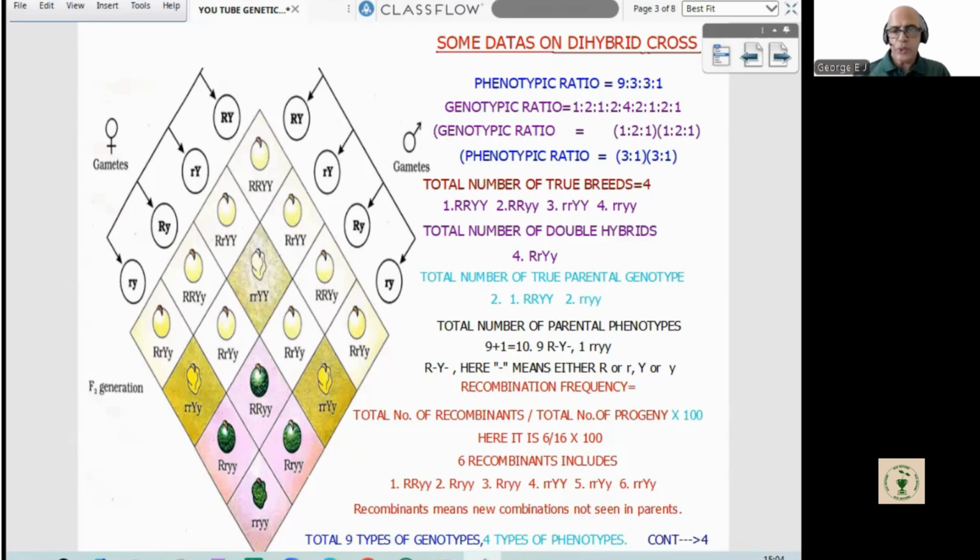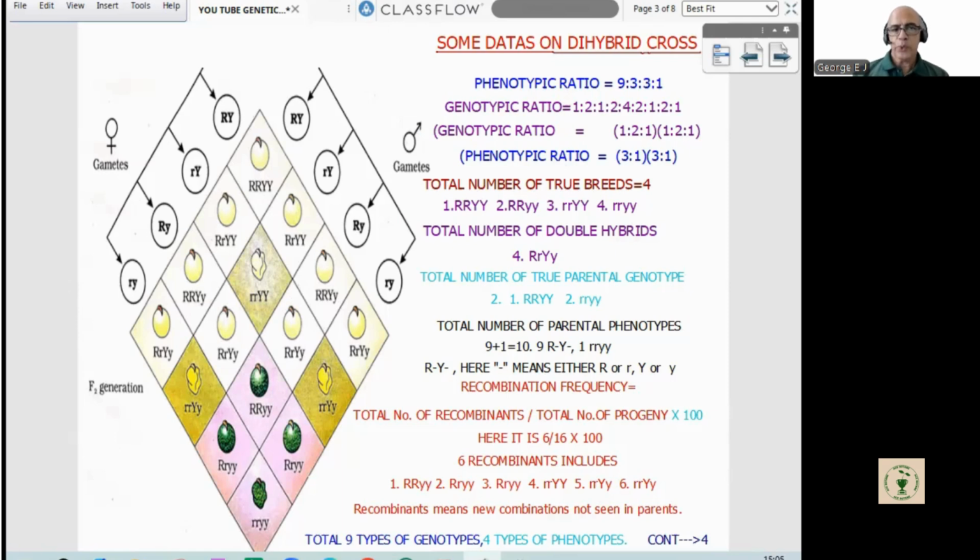Now some data on this dihybrid cross, a very predominant point from the exam point of view. The phenotypic ratio, as it externally appears, is 9:3:3:1. What about the genotypic ratio? 1:2:1:2:4:2:1:2:1. And how are we getting these 9 genotypes? This is nothing but 1:2:1 into 1:2:1. Similarly, the phenotypic ratio we got, 9:3:3:1, is 3:1 into 3:1. I think that idea is clear.